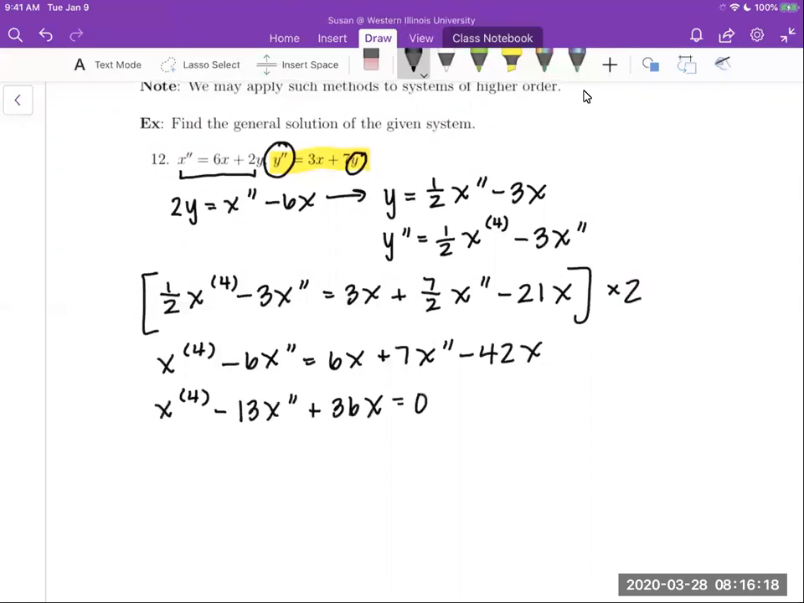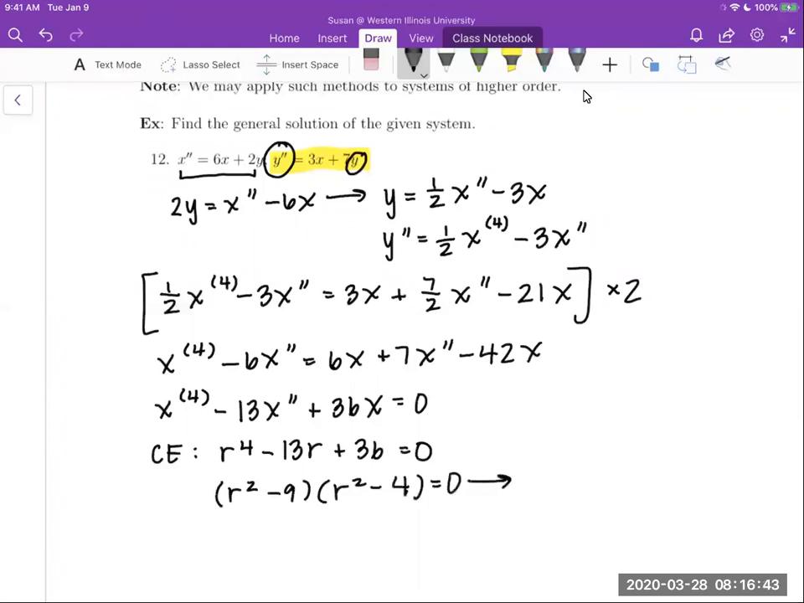All right, so we're back into the happy world of section 3.3. My characteristic equation for this homogeneous DE is r to the fourth minus 13r squared plus 36. And I believe this factors as r squared minus 9 times r squared minus 4. The authors were nice to us because this factors nicely. So for my roots, I get plus minus 3 and plus minus 2. So I have 4 distinct real roots.